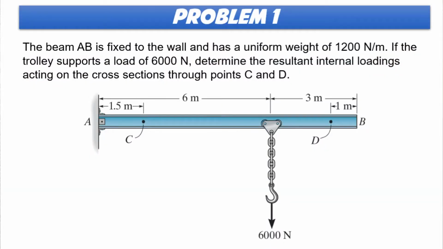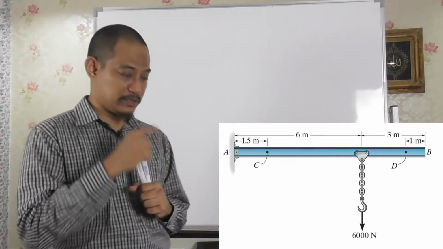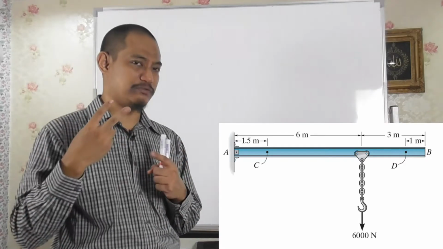So this is problem 1. You can see the structure there, and the question states the beam AB is fixed to the wall and has a uniform weight of 1200 Newton per meter. If the trolley supports a load of 6000 Newton, determine the resultant internal loadings acting on the cross section through points C and D.